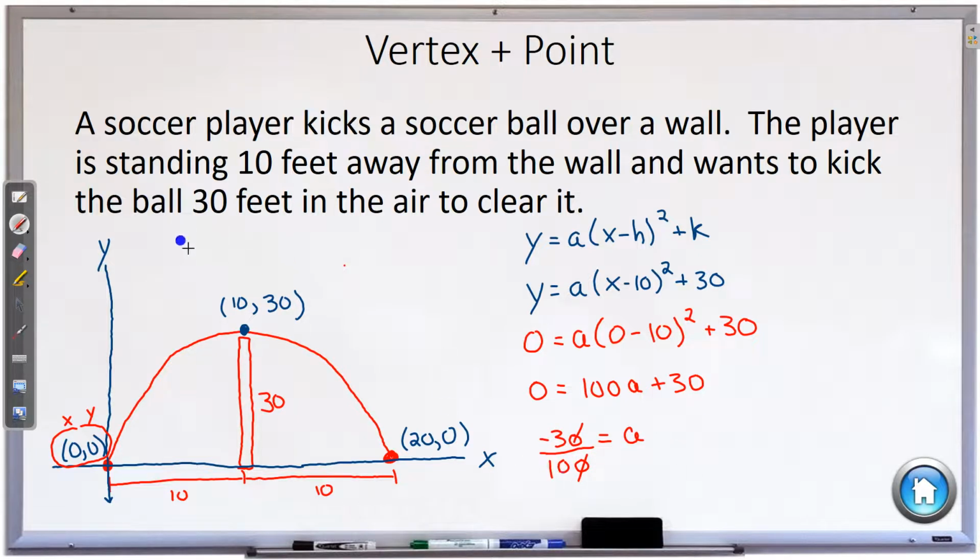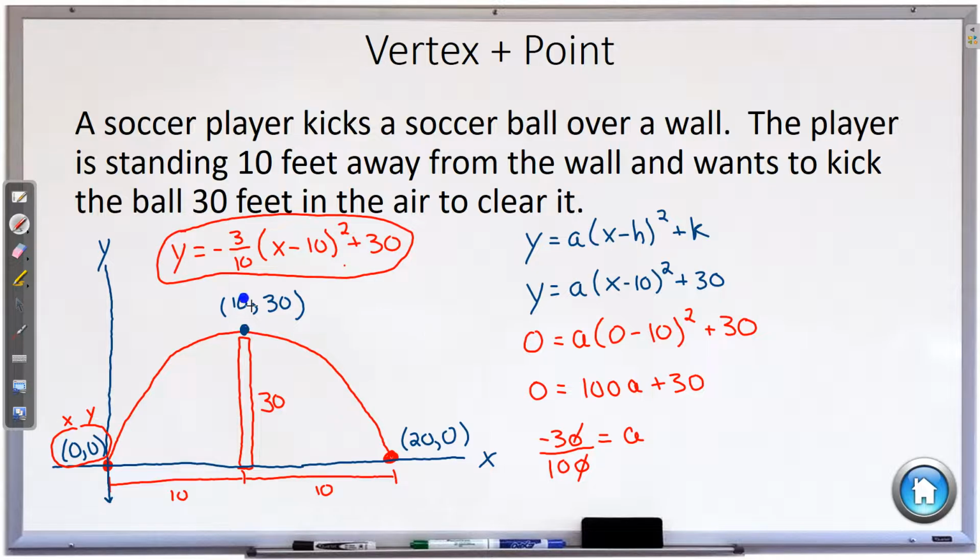So we now have all the parts of our equation. Y equals, our a value is negative 3 over 10. And hopefully the negative makes sense because our parabola is, in fact, upside down. X minus 10 squared plus 30 is our k value. So there we have a quadratic equation that models the path of this ball as it flies through the air.